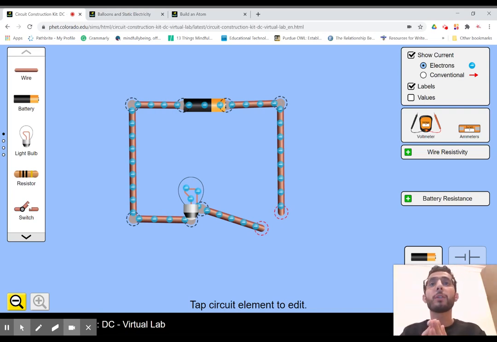Now we will talk about the parts of a circuit, which we mentioned some of them previously. So in order to make this circuit function, we need a battery, which is the energy source, we need wires, and we need the device that we need to work.